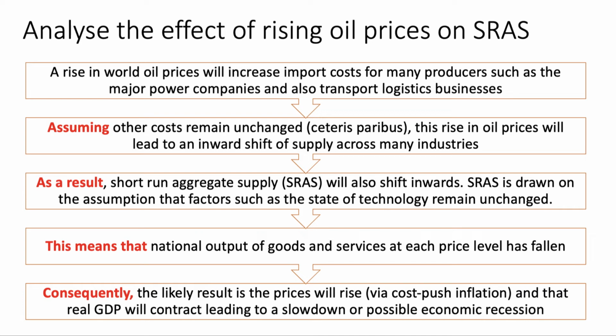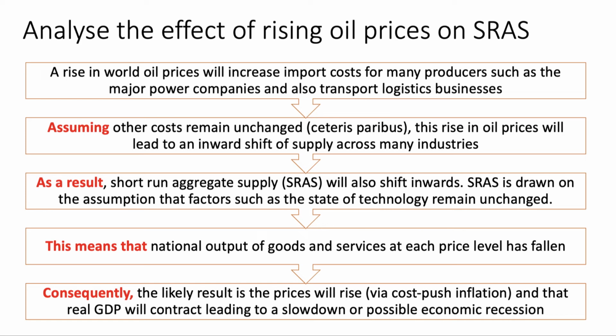Now, assuming other costs remain unchanged, in other words, assuming ceteris paribus, this rise in oil prices will lead to an inward shift of supply across many industries at a micro level. As a result, short-run aggregate supply will also shift inwards. SRAS, a macro concept, is drawn on the assumption that factors such as the state of technology remain unchanged. So an inward shift of SRAS means that national output of goods and services at each general price level has fallen.